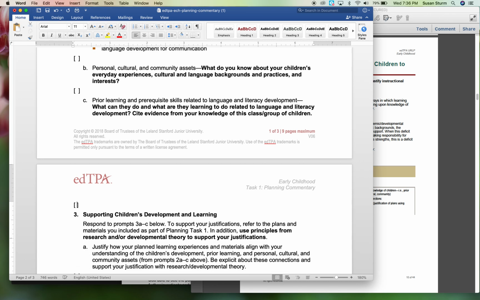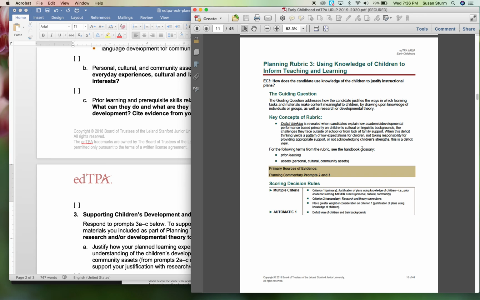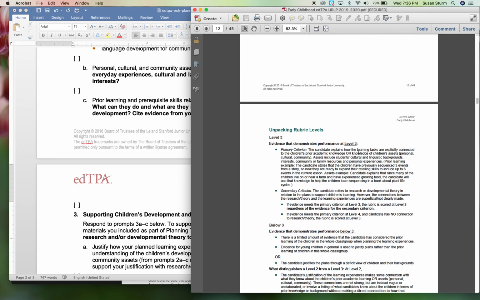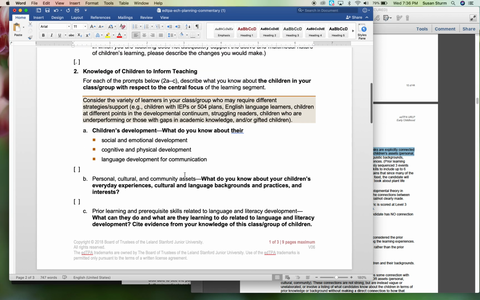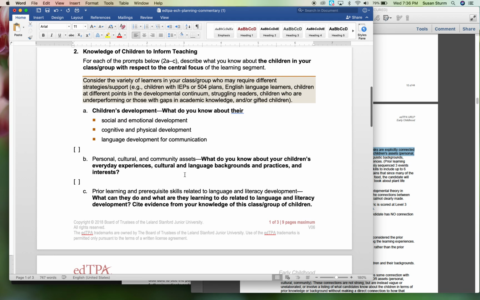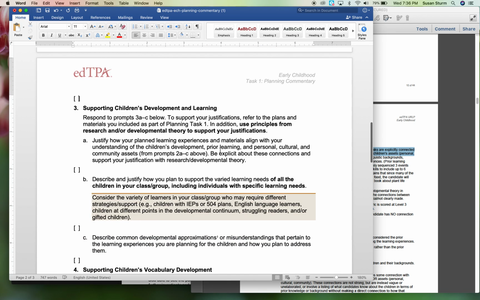Then that's question 2. And if you look at rubric 3, the candidate explains how the learning tasks are explicitly connected to the children's prior academic knowledge or their knowledge of the children's assets. So this explains how your tasks are connected. So now all you've done in question 2 is set up what you know about the students. So now in question 3, you're actually going to start to justify and describe the planning that you've done.